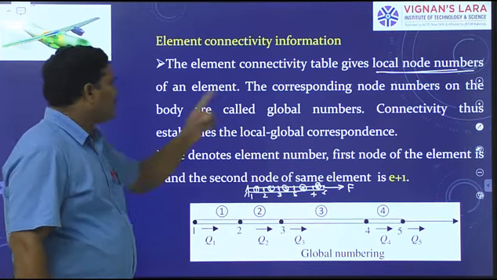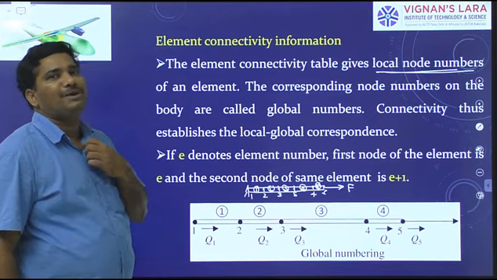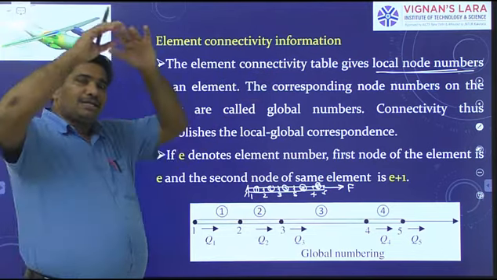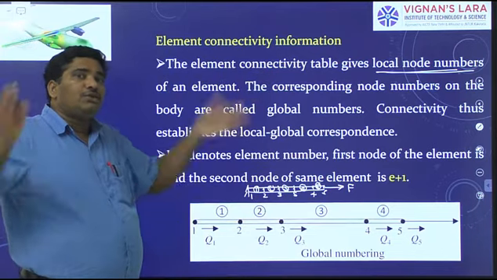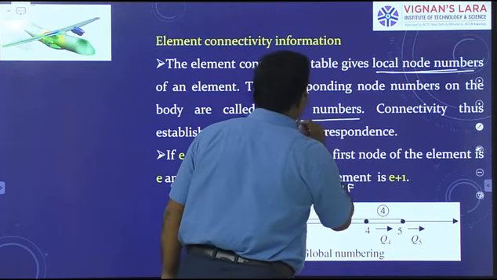The corresponding node numbers on the domain are called global node numbers.